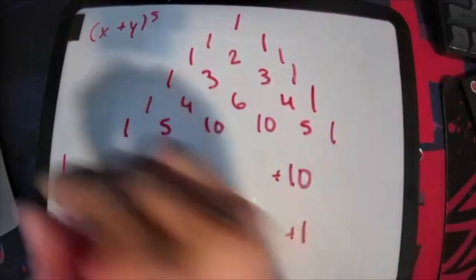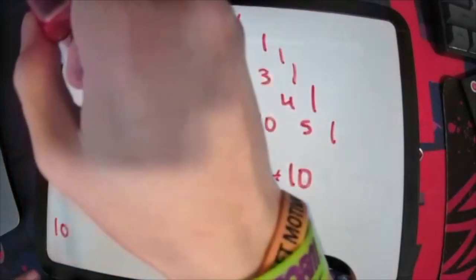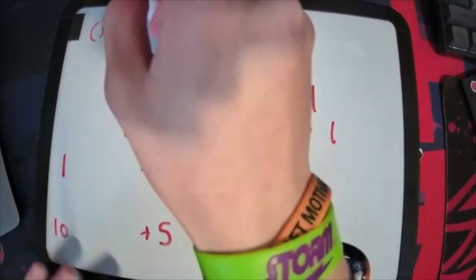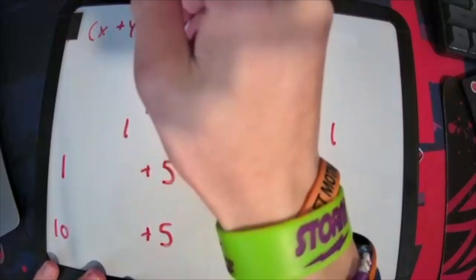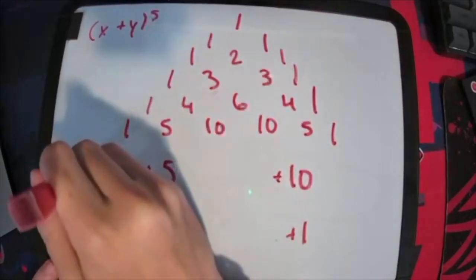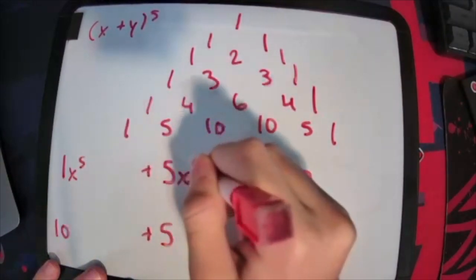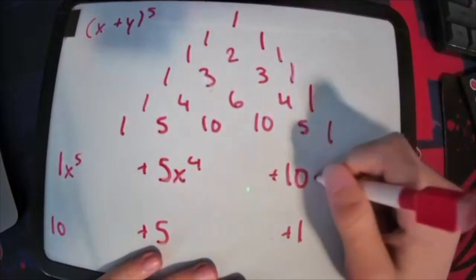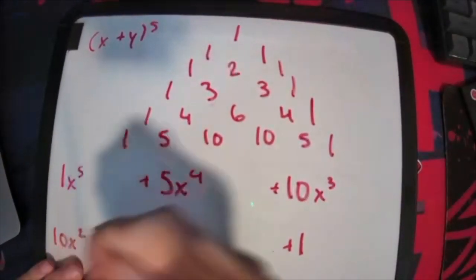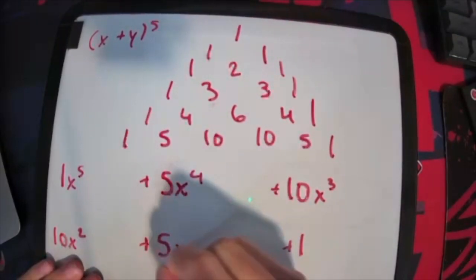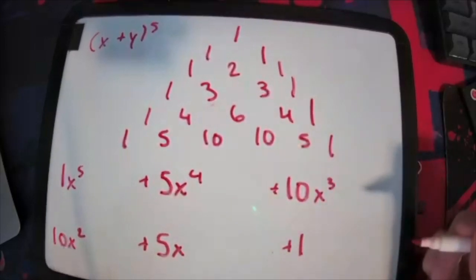So now, going from left to right, we have to descend the x variable starting at the degree that the unexpanded form is in. So we are at the 5th degree. So we start at x to the 5th, then descend to x to the 4th, then descend to x to the 3rd, and then descend to x to the 2nd, and then descend to x. Then we have x to the 0, which is just 1.